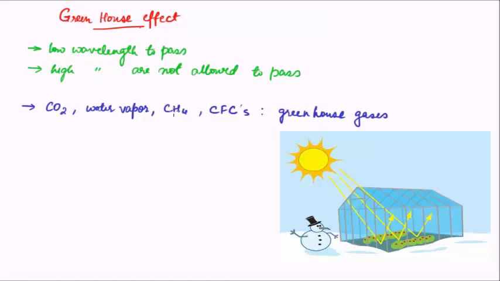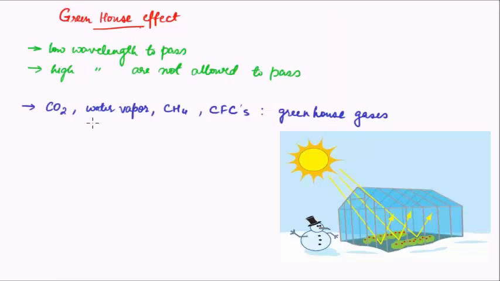Now, similar to greenhouse plantation systems, what will happen? These high wavelength radiations are trapped, not allowed to escape, because of these greenhouse gases. These greenhouse gases keep them trapped inside the Earth's atmosphere. So we are getting radiations of low wavelength, and we are not allowing them to radiate back into space because of the presence of greenhouse gases. As a result, there is a buildup of heat throughout the Earth, and this is actually very important for the survival of Earth.